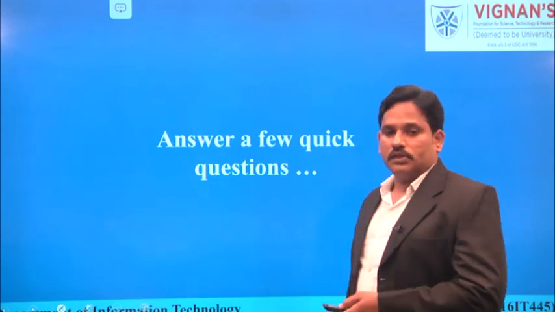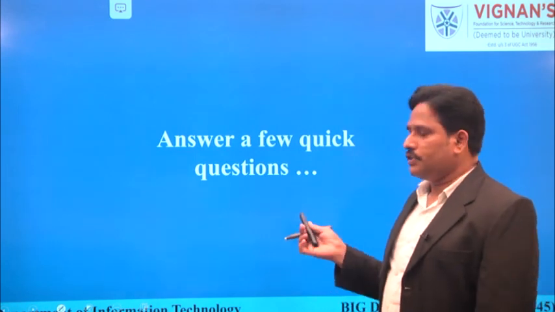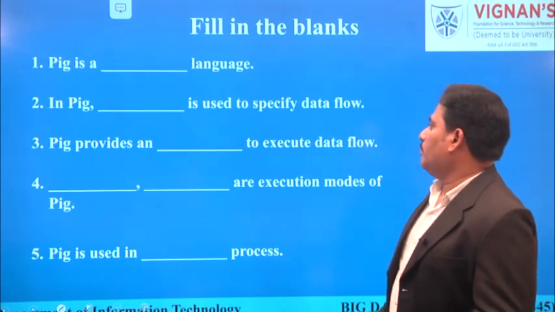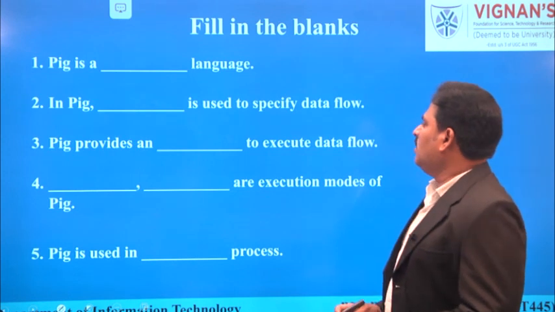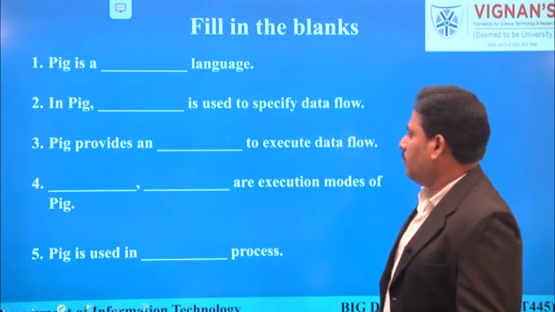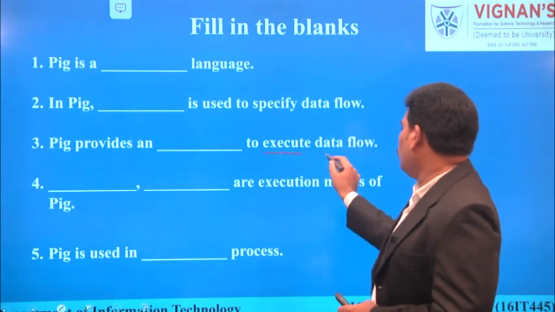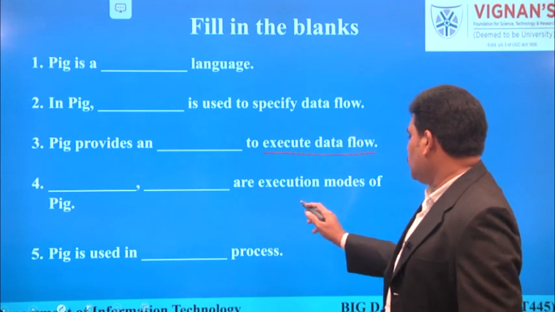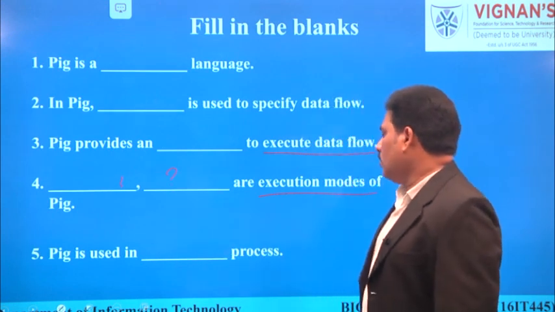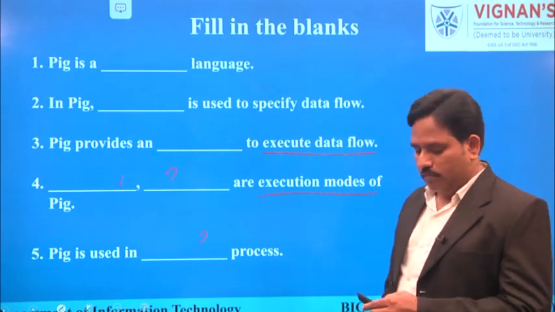So with this we have discussed concepts of pig, architecture of pig, anatomy of pig, data types and operations in pig. Let us see some of the basic questions here. Pig is what type of language? In pig, what type of data flow is going to be used for analytical activities? Pig provides dash and executive data flow. What are the different types of execution modes in pig? So we have to mention what are the execution modes here. Pig is used in dash process. So these are the objective type questions in the pig environment.